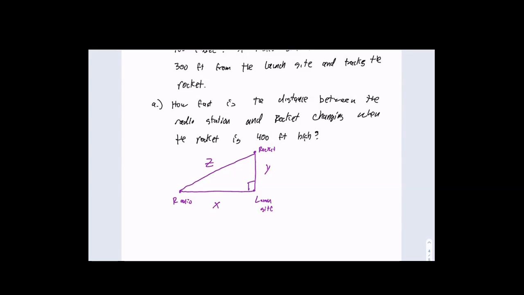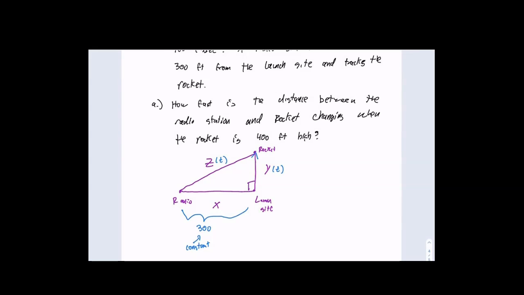Is it X? Yeah, X. X is 300. This is constant. The radio station does not move left and right. The launch site does not move left and right. That is 300 feet. 10 hours later, it's 300 feet between the radio station and the launch site, like a building and a building. The distance between two buildings will be 300 feet for always and forever. The rocket, though, is going up. So the rocket is shooting up. So that means that y is a function of t, and z is therefore a function of time as well.